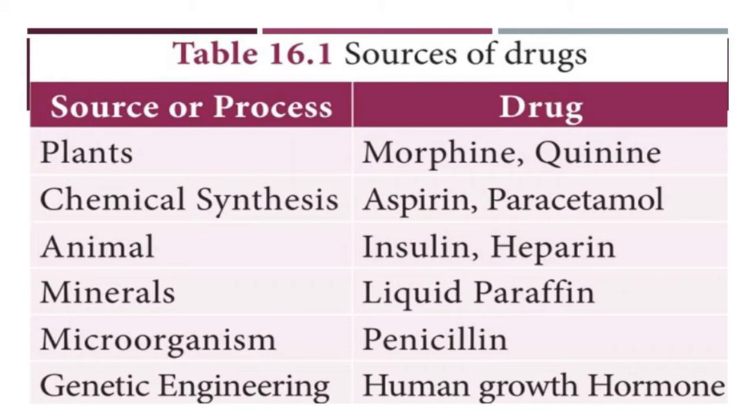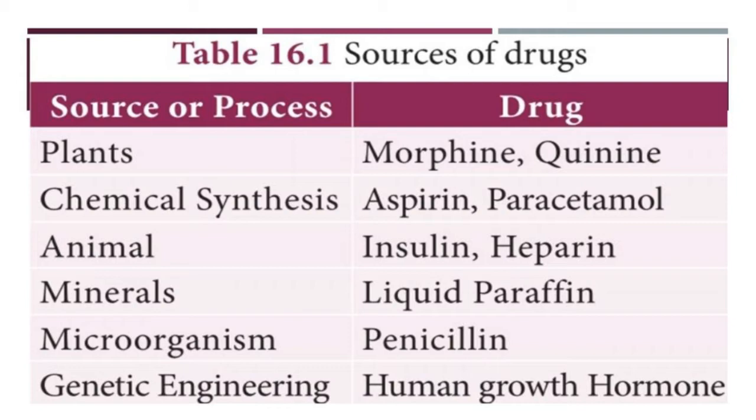Source of drugs. The main sources of drugs are animals and plants. The modern manufacturers adopt many chemical strategies to synthesize drugs for specialized treatments, which are more uniform than natural materials. The following table shows various sources of drugs. Source of process, drug. Plants: morphine, quinine. Chemical synthesis: aspirin, paracetamol. Animal: insulin, heparin. Minerals: liquid paraffin. Microorganism: penicillin. Genetic engineering: human growth hormone.